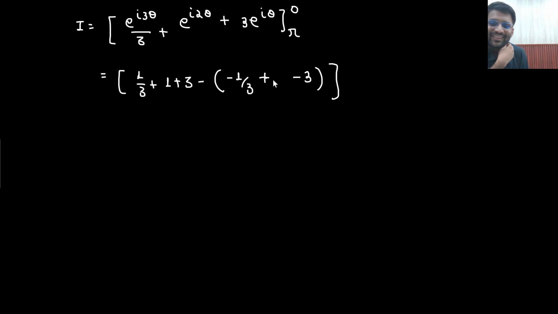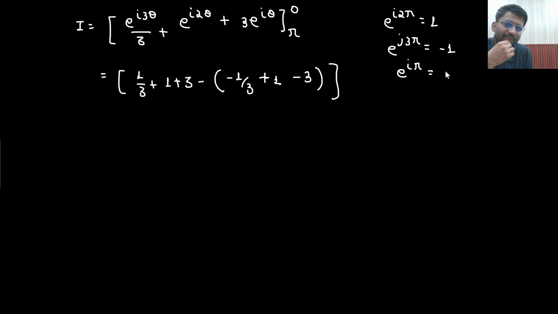Sorry guys, big blunder. I do this blunder again and again. I don't know why. E to the power 2 pi, what is the value? 1. E to the power 3 pi, what is the value? So it is 2 pi plus pi, so it is minus 1. And e to the power pi, what is the value? Minus 1. So all these values I have put, nothing else.